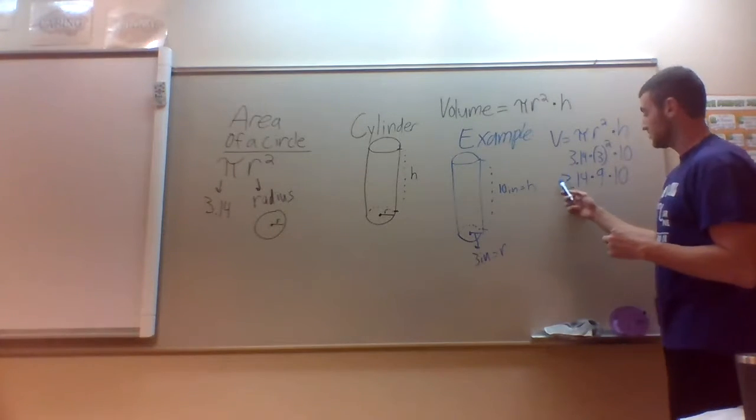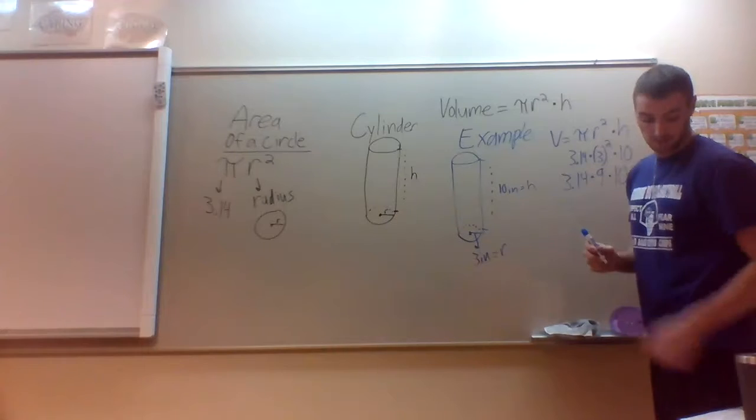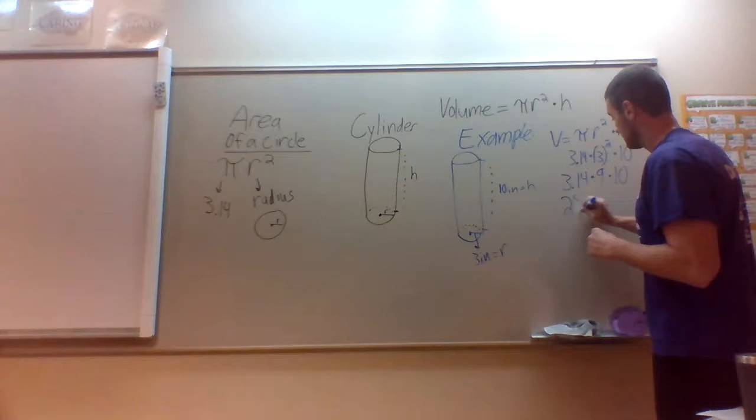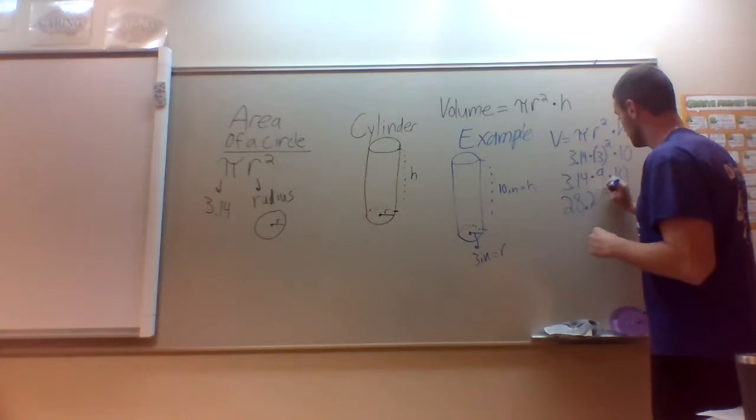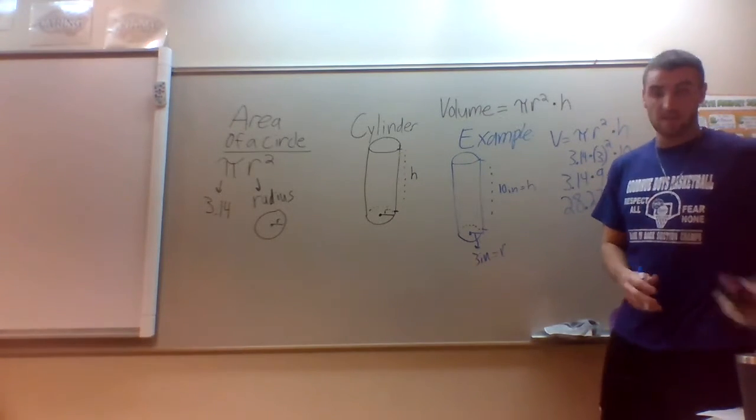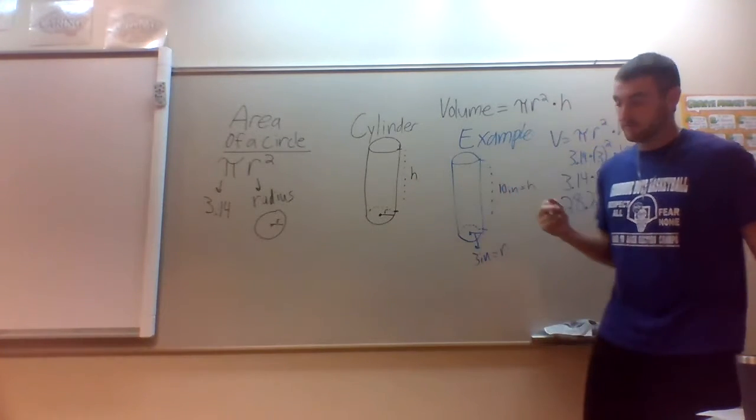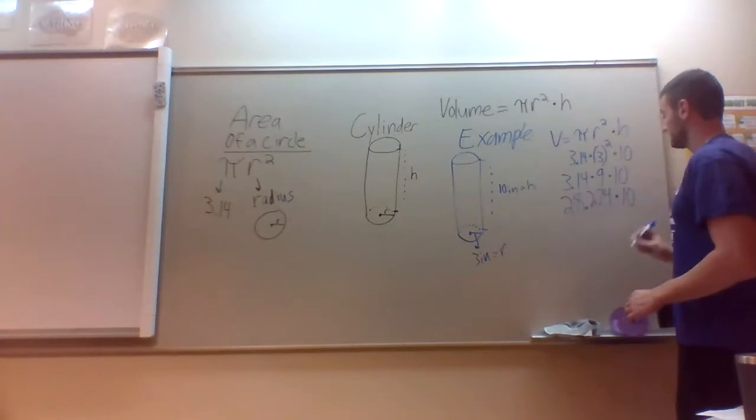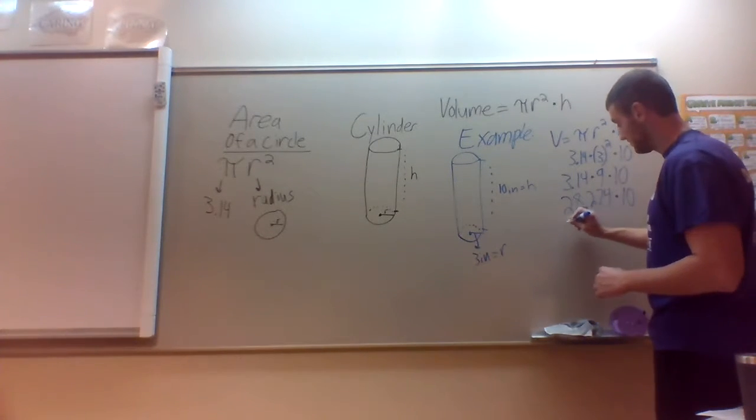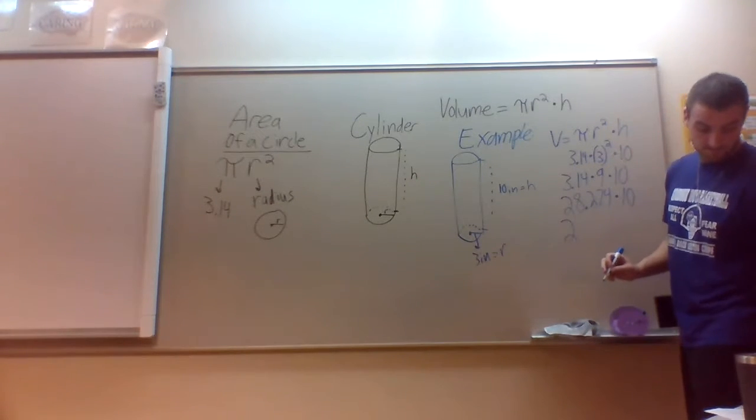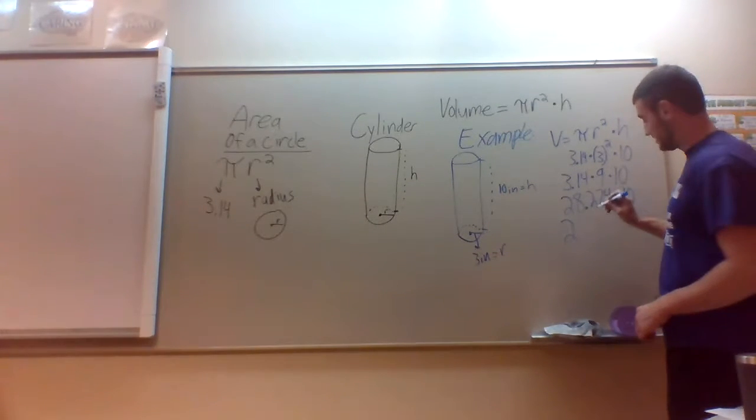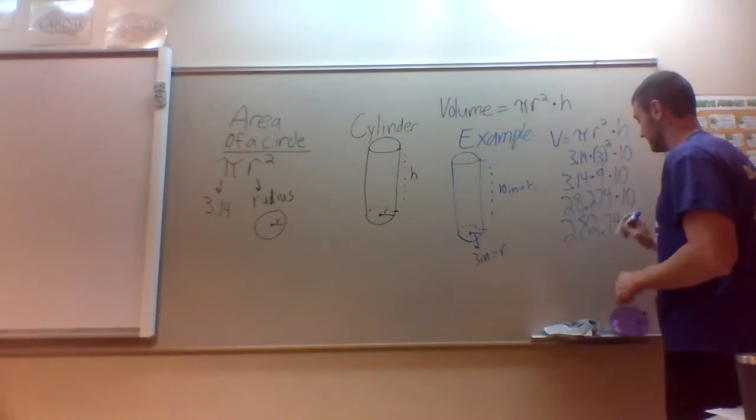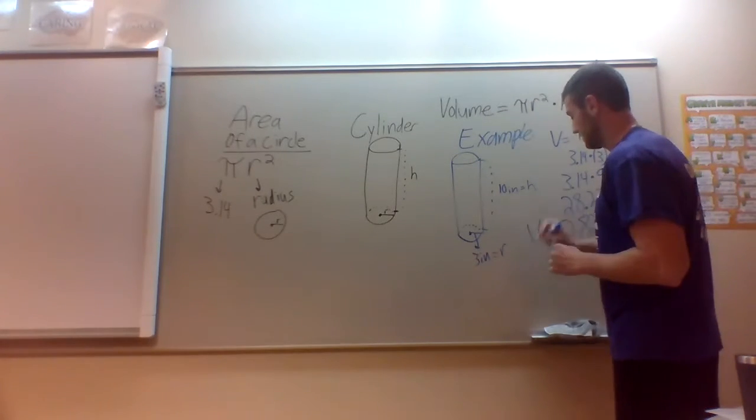As we multiply from left to right, 3.14 times 9 is 28.274. We solve that by using our calculator, or we can do it the old-fashioned way and write it on the board. We do 28 and 274 thousandths times 10. When we multiply those two numbers together, we finish with 282 and 74 hundredths. Now you might be thinking, we're done, right?